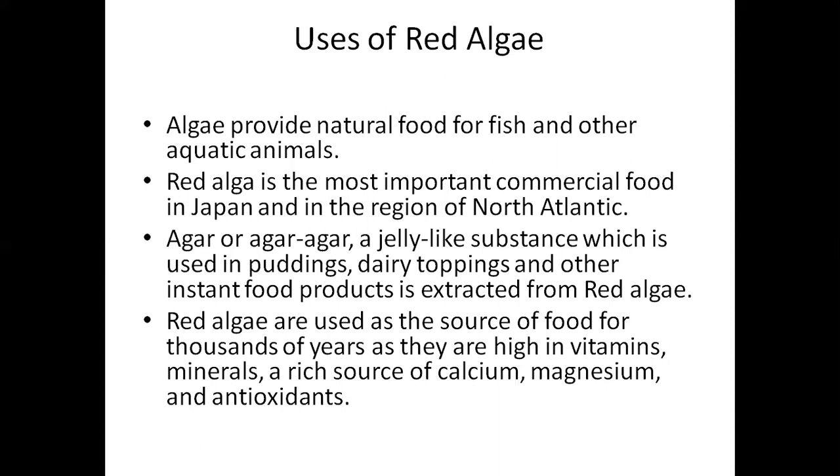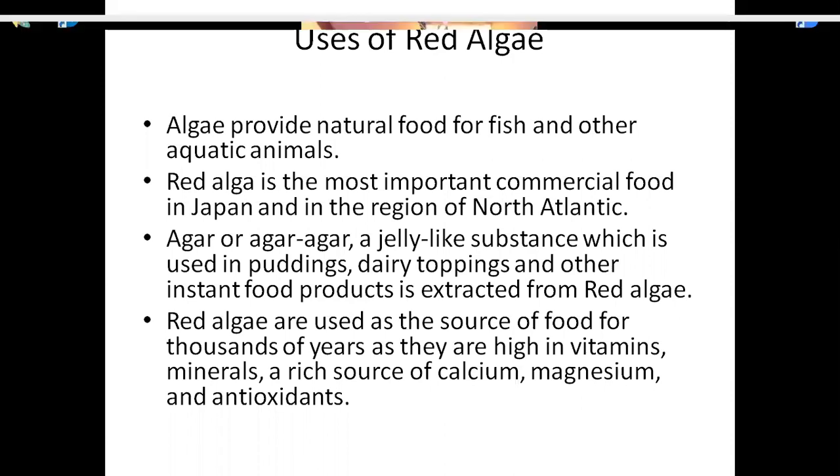Now, if I talk about the uses of algae, many human beings use them as food and fodder. Algae provide natural food for fish and other aquatic animals. In fact, it is used as a commercial food in Japan and the North Atlantic region. Many algae, like Rhodymenia, Porphyra, and Chondrus, that is Irish moss. Rhodymenia is used as cattle fodder in France. Porphyra tenera is commercially cultivated in Japan and eaten with rice.